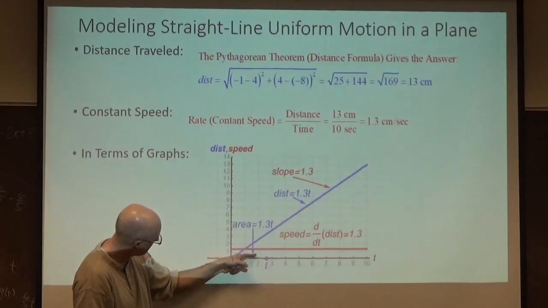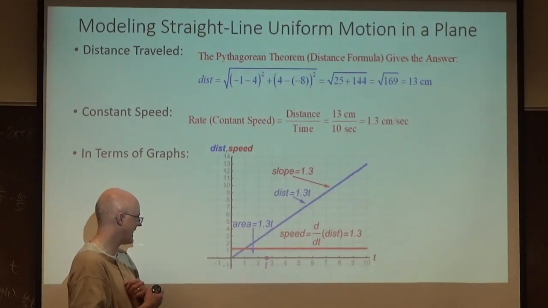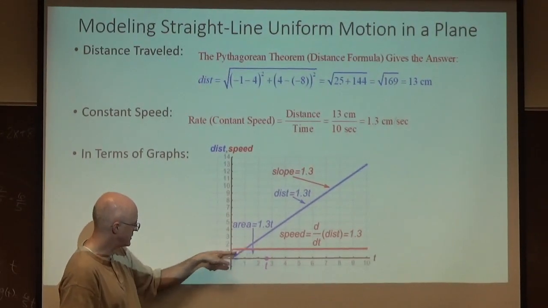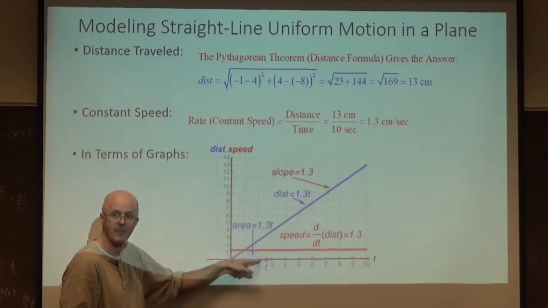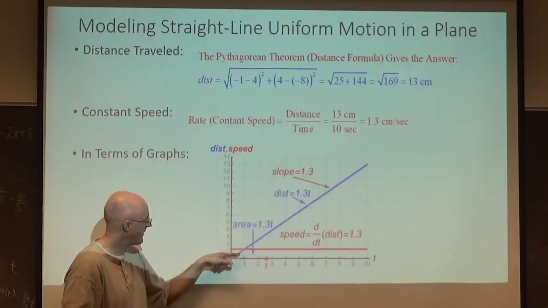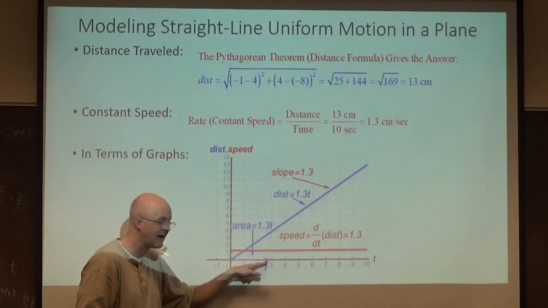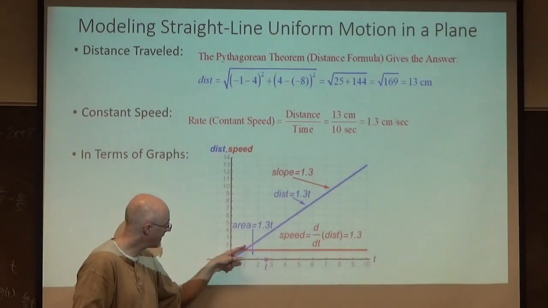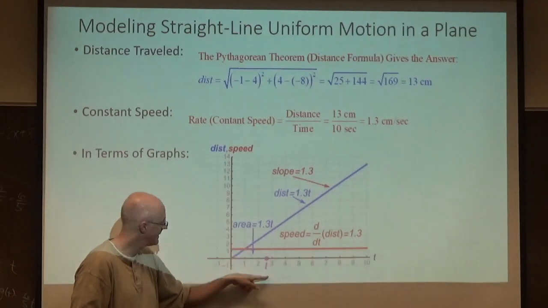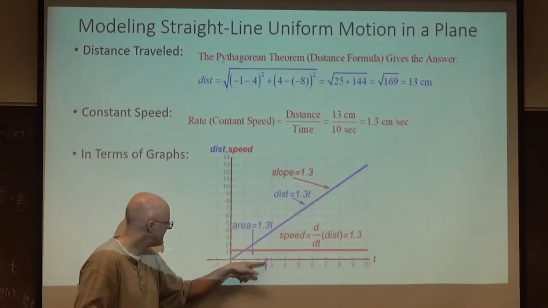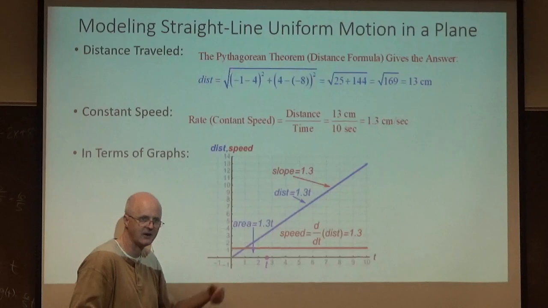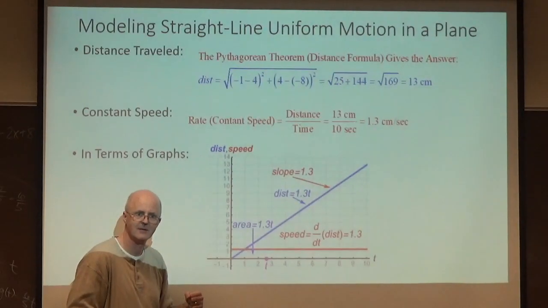Now I shaded this a light blue. It's kind of hard to see if you're in the back perhaps, but there's a light blue shading to this rectangle here. That's an area. It's base times height. The base is t, the height is 1.3. The area of this rectangle is 1.3t. I picked t to be about 2.6. I could have picked something else for t here.